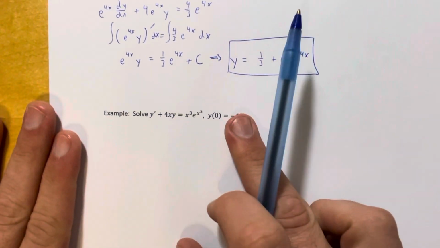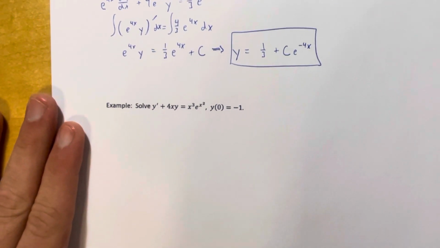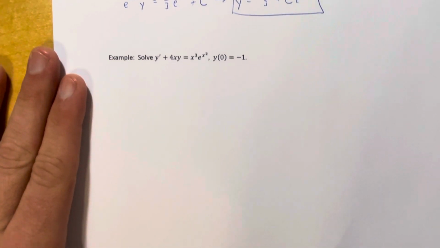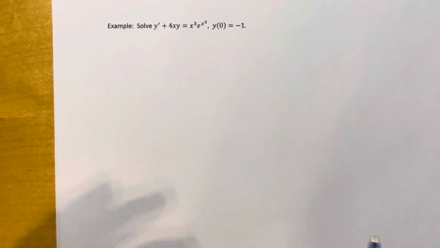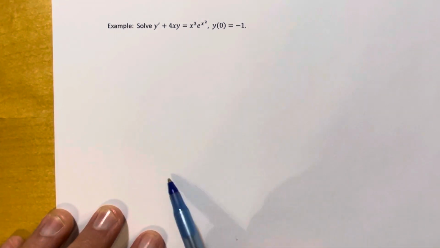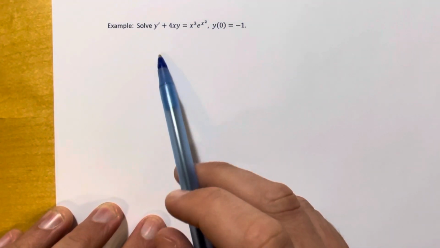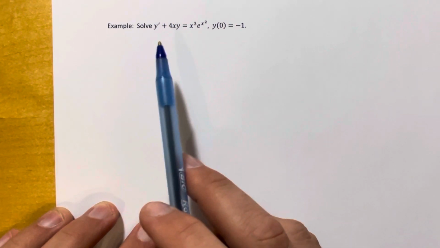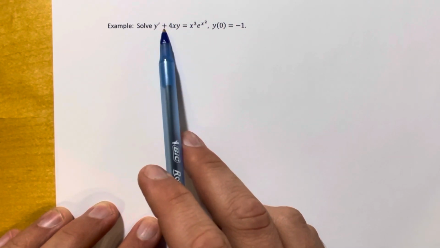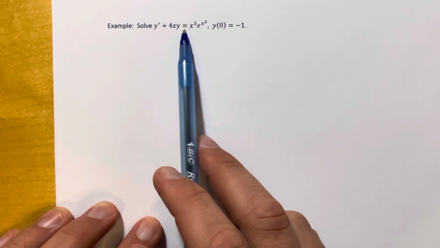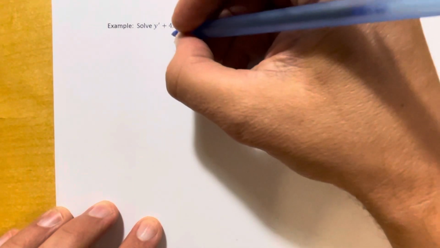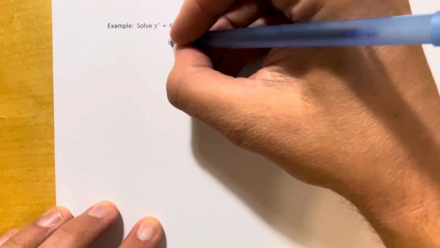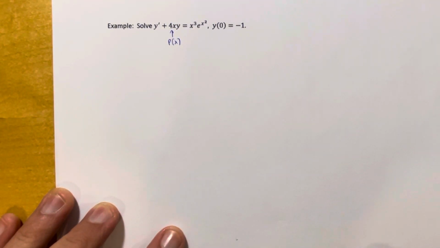In this second problem, we do have an initial condition. So we're going to do this one next, but this time we're going to have to solve for that c that showed up at the end there using our initial condition. So same idea as before. Notice this time, this DE is already in the form that I want it to be in. y prime plus a function of x times y equals a function of x. So in this case, that 4x right there is the thing that's acting as my p of x.